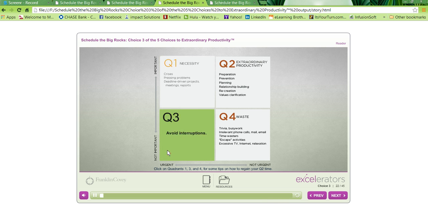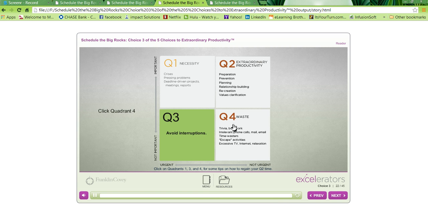Quadrant 3 is the quadrant of distraction. It's not important, but it's urgent. So somebody comes in my office, they have a need for some help. It's really not important to me, but it's urgent. And they're my buddies, so I'm going to help them. Well, if I'm living in quadrant 3, I'm still not getting things done because I'm just addressing interruptions all day long. That could be an email that comes in or a phone call.